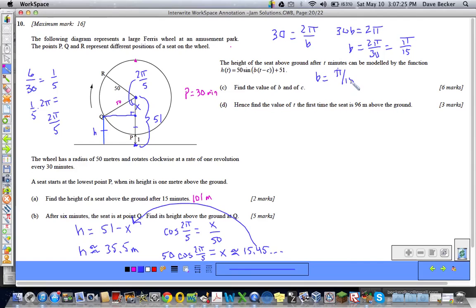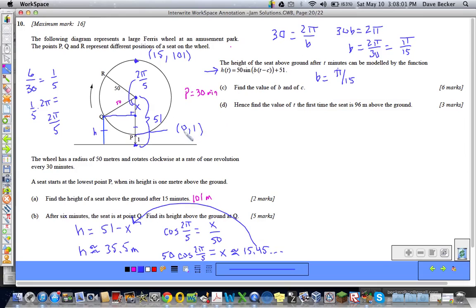Okay, now they want us to find c. Well, remember, this gives the height above the ground. And we know a couple of heights, but some easier ones: when time is 0, the height above the ground is 1, and when the time is 15, the height above the ground is 101. Okay? Well, since I already know what b is, and I'm looking for c, and I have an ordered pair here, I can easily solve for c.